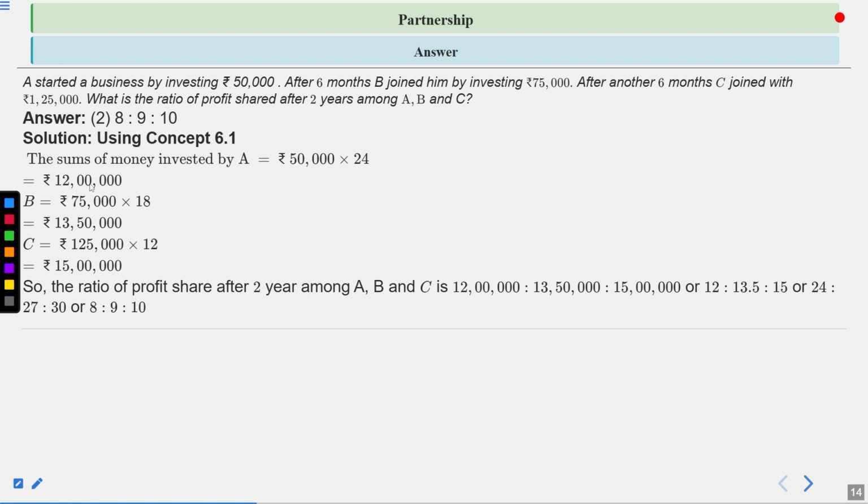So the ratio of the profit share after 2 years among A, B and C will become 12 lakh rupees ratio 13 lakh 50,000 rupees ratio 15 lakh rupees. So when we simplify it, we get 12 ratio 13.5 ratio 15, or we can say 24 ratio 27 ratio 30, or when we simplify it, we get 8 ratio 9 ratio 10. So the second is the correct answer of this question. Next one.